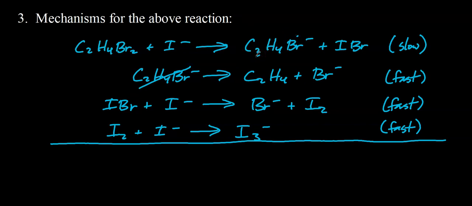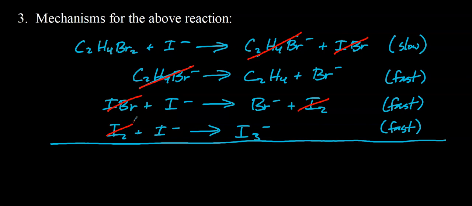I don't know why my pen is not working. Maybe I'll change colors. There we go. I see IBr on the right side here and on the left side here. That cancels. I see Br minus on the right side, Br minus on the right side. That's not going to cancel, so be careful. Anything else cancel? I see I2 on the right and I2 on the left. That cancels. And I think that is it.